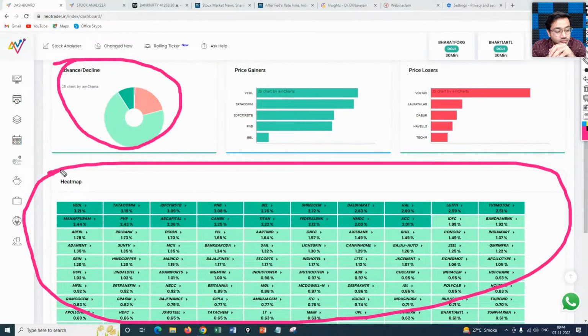Okay, I can see that almost 18 stocks are in dark green. I don't see a single red. Dark red I cannot see at all. So what does that mean?